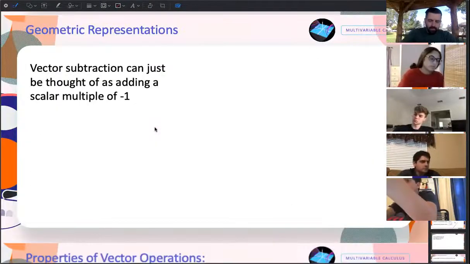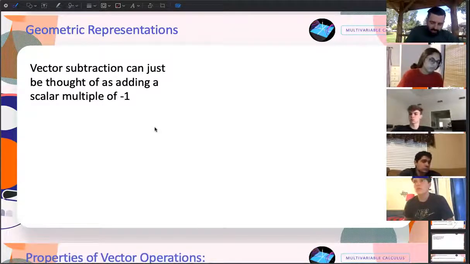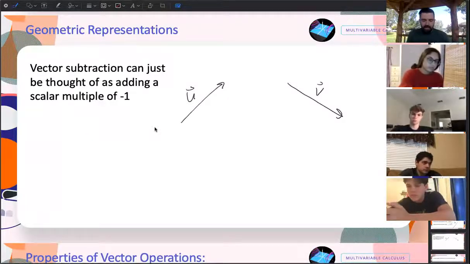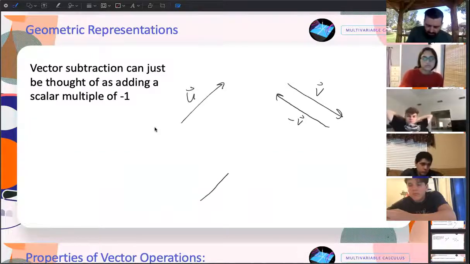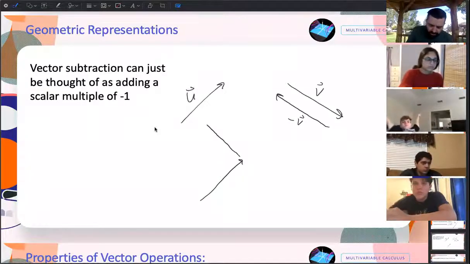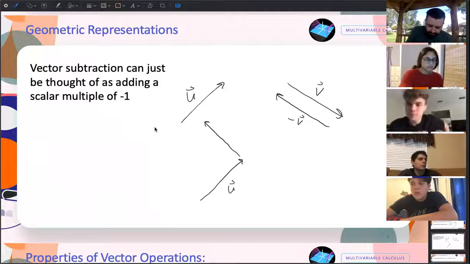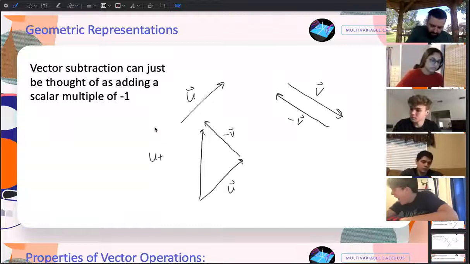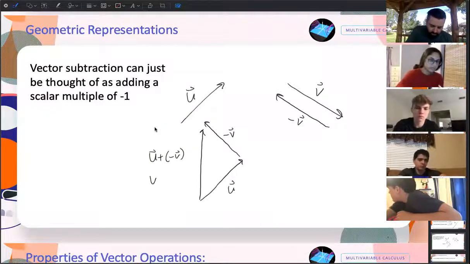All right. Oh yeah, this is what I was saying earlier. Vector subtraction you could think of as adding a scalar multiple of -1. So just like we were saying picture-wise, if I have u and v, adding, I think of head to tail. If I take v and write it as -v, meaning I just go the opposite direction, don't change the length, u minus v would be placing u and -v head to tail. And then this would be u plus -v, or u minus v.